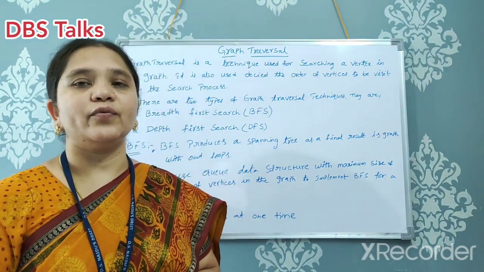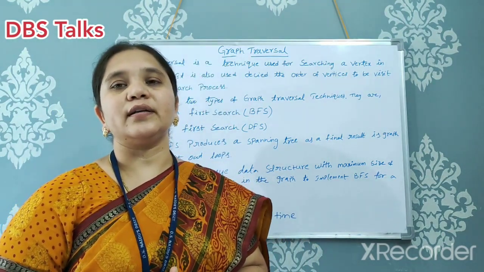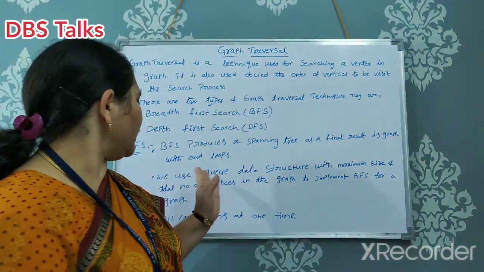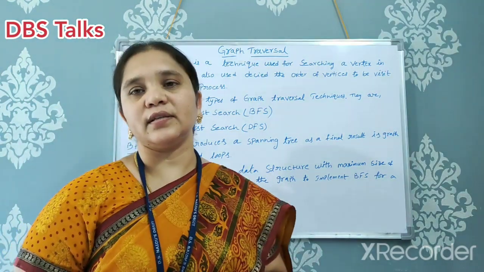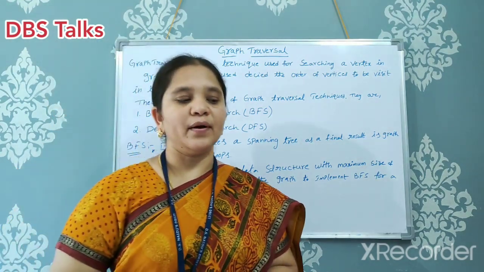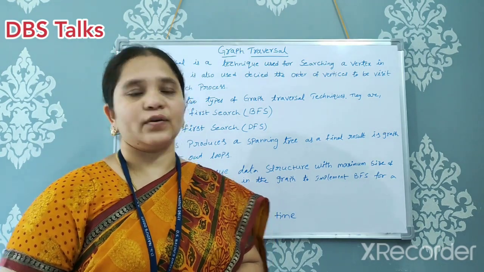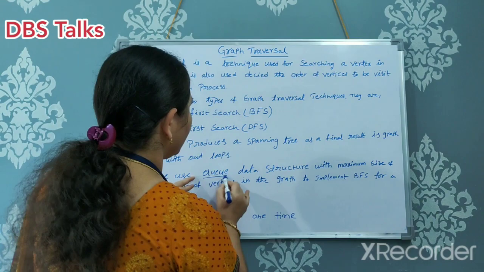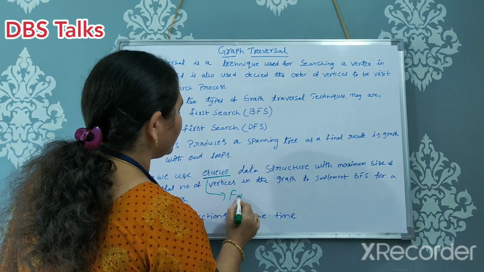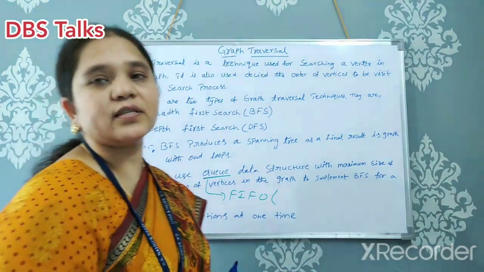Generally, to represent breadth first search we use the data structure Q. We already discussed in previous classes what a Q is. Q depends upon the first in first out mechanism. First in first out is nothing but first come first serve.